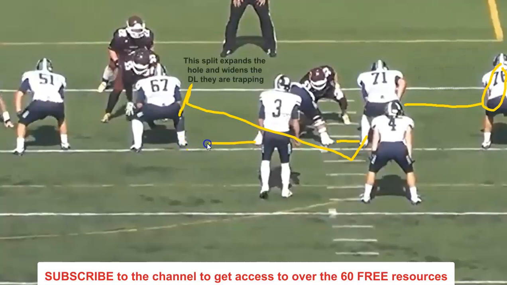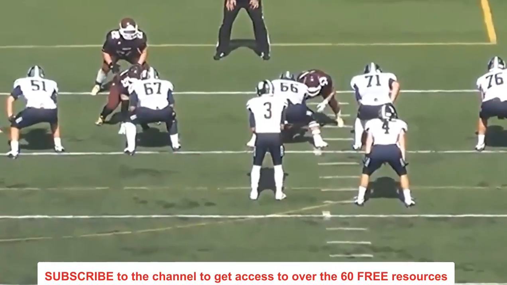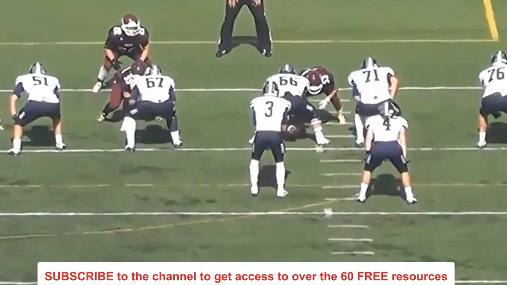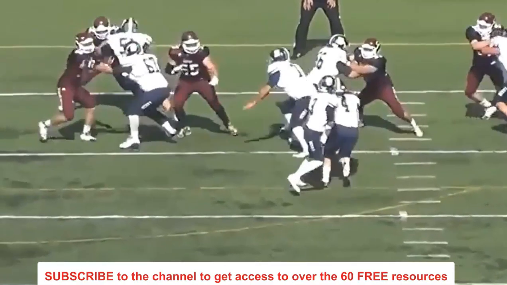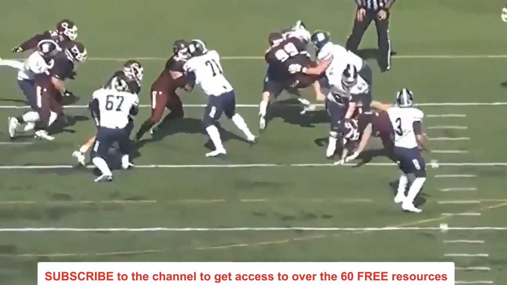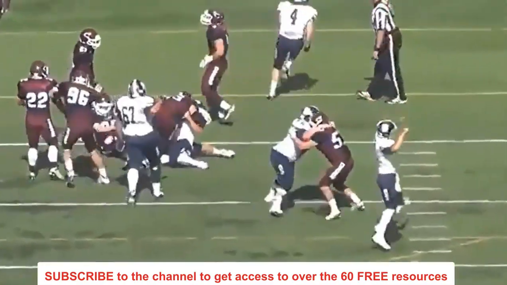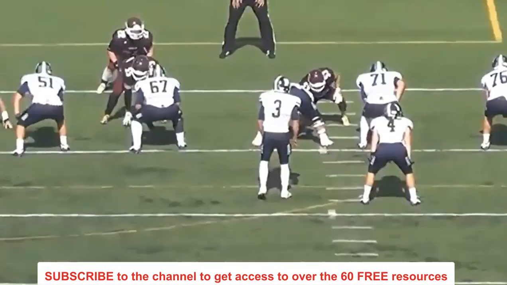He's widened out right here, the play side guard, to extend this. So look, pre-snap, look at the hole they've created with their splits. Okay, watch. See, a lot of that was caused, y'all, by splits.